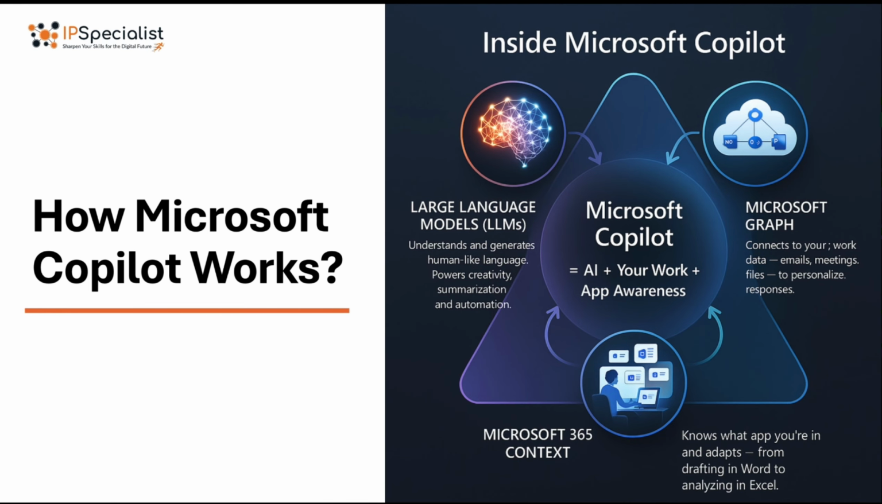Now that we have covered what Microsoft Copilot is and how you can access it, let's dive into how it actually works, the intelligence behind the assistant. At a high level, Copilot brings together three major components. The first is the large language model. These are advanced AI models developed by OpenAI, capable of understanding and generating human like text. They form the brain of Copilot, helping it understand your request, generate summaries, draft emails, create content, and much more.